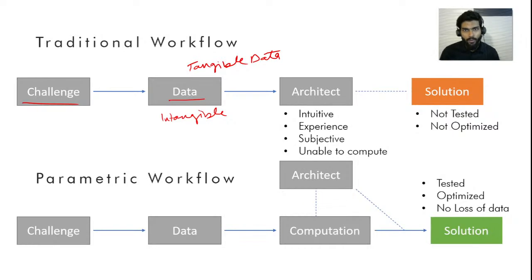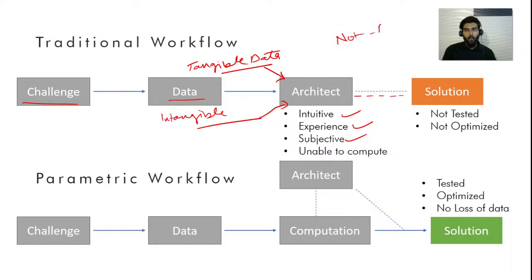So what we usually do is we take this intangible data and tangible data, and we as architects feed it in our head, and then we think of all of these things in our head itself. So based on our intuition, our experience, our subjectiveness towards the data, we come up with a result. Now the problem with the result is the solution that comes out is fragmented, or it is not absolute in nature. Why?